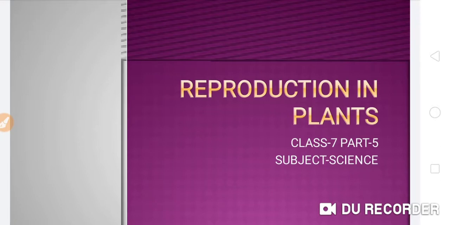Today we are going to discuss the fifth part of the chapter Reproduction in Plants, and in this part we are going to discuss pollination. So let's start, students. What is pollination? Let's see.